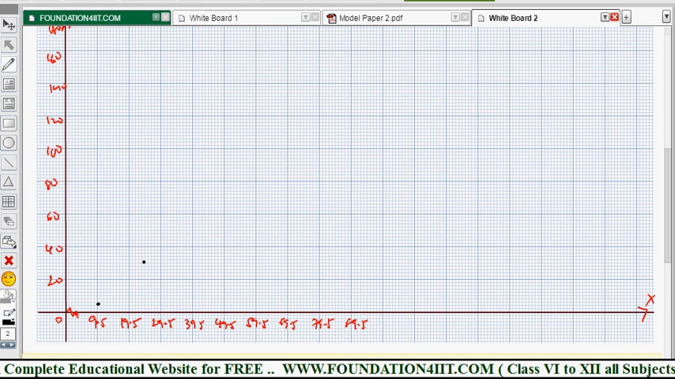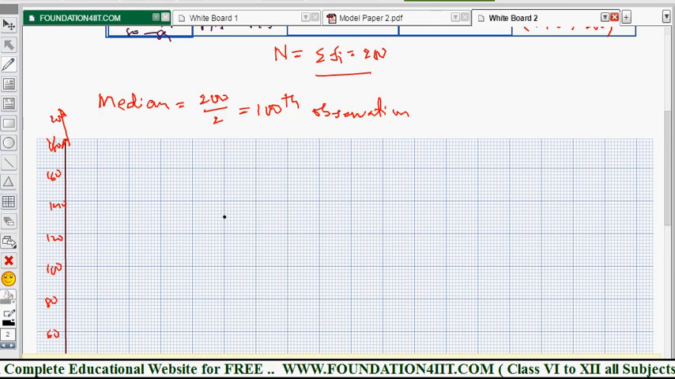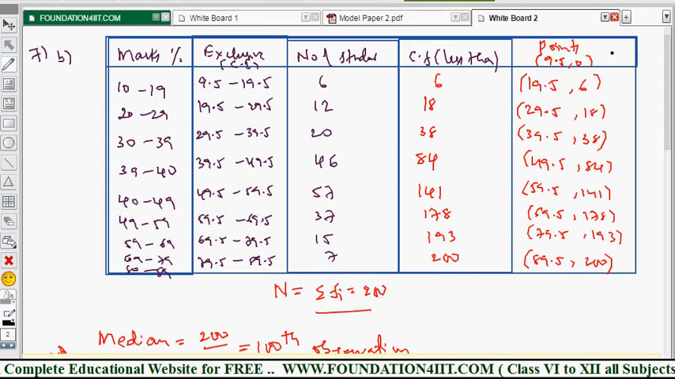Then 19.5 comma 18, and 29.5 comma 18. Actually, 9.5 comma 0 and 19.5 comma 6, and 29.5 comma 18. Just x-axis, y-axis. So these points, which are the points I mentioned here, right? So these points only I'm plotting now.